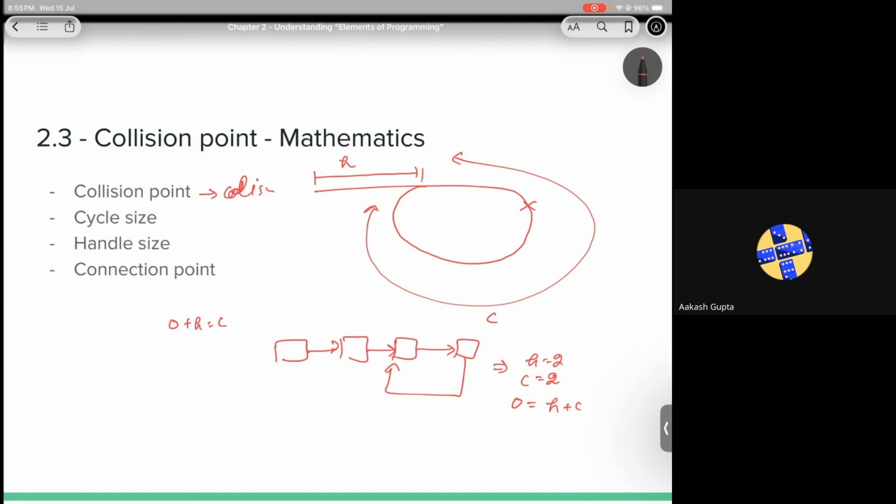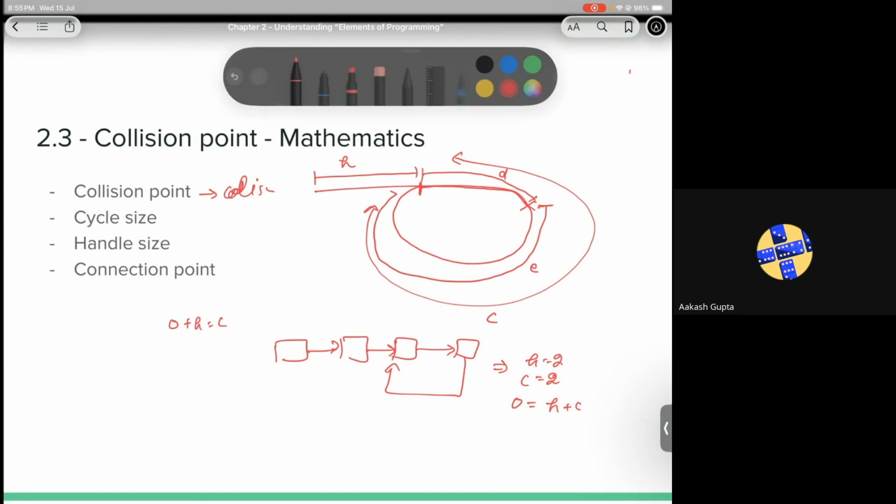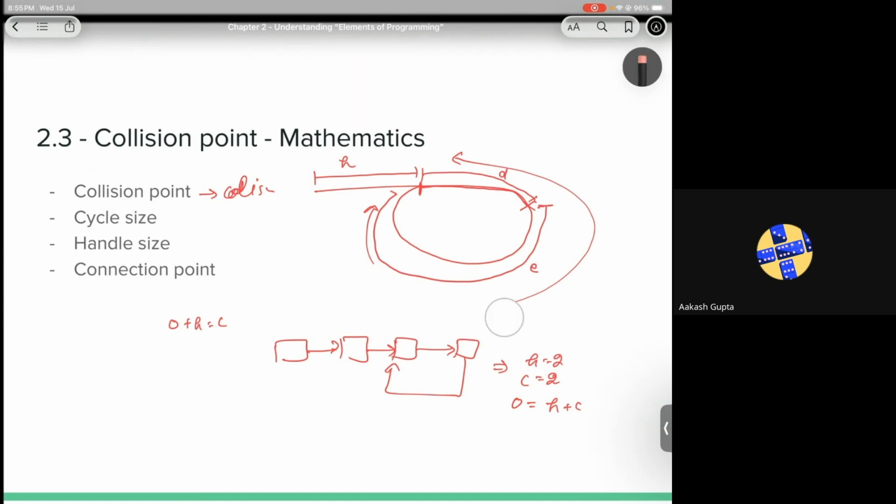As per the book definition, this is d. If we are at the connection point, then the distance between the connection point and the collision point is denoted by d, and the distance between the collision point and coming back to the connection point is denoted by e. This is the notation used in the book. And as earlier stated, I am not going to derive these results. I will simply state them here.